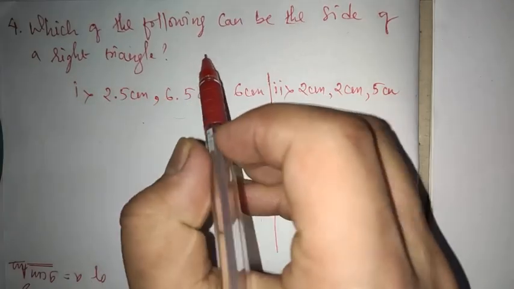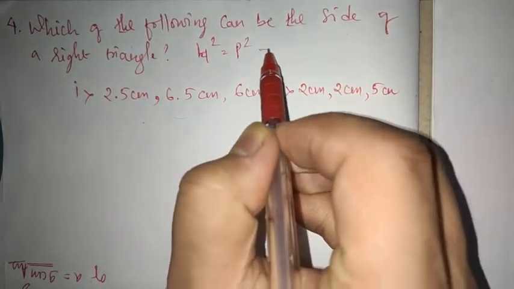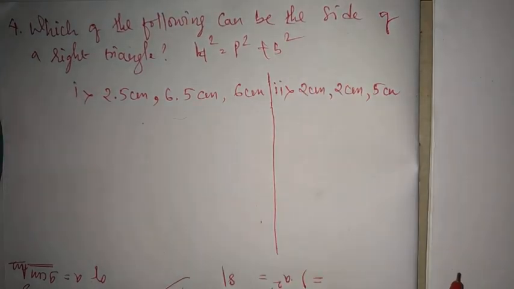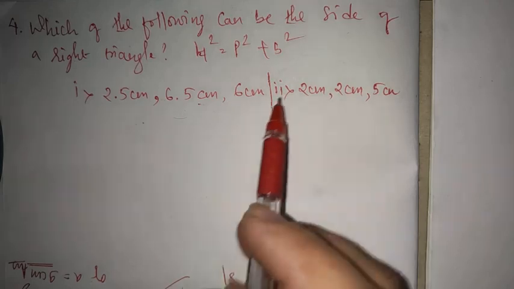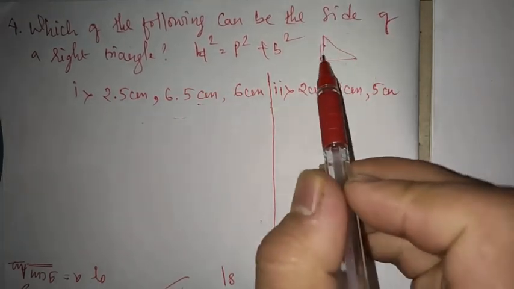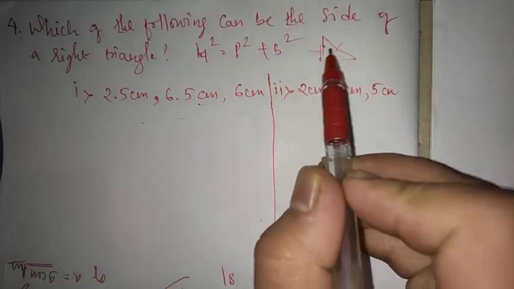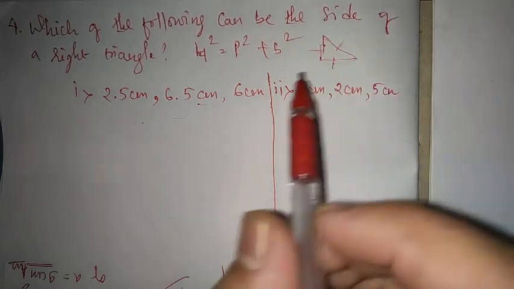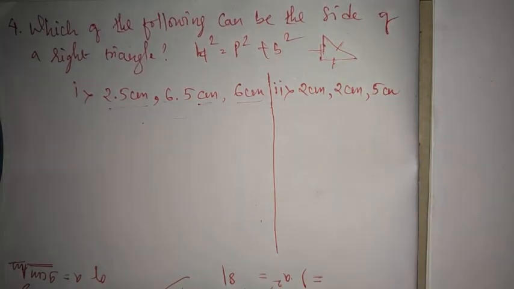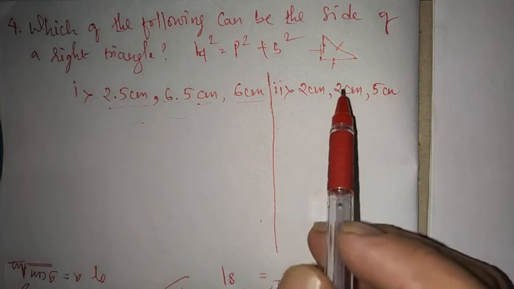You know that h square is equal to p square plus b square, right? So h square is equal to p square plus b square. Over here the three sides are given in a right angle triangle. There are three sides only: one for height, one for hypotenuse, one for base, right? So which one are you going to choose as the hypotenuse?